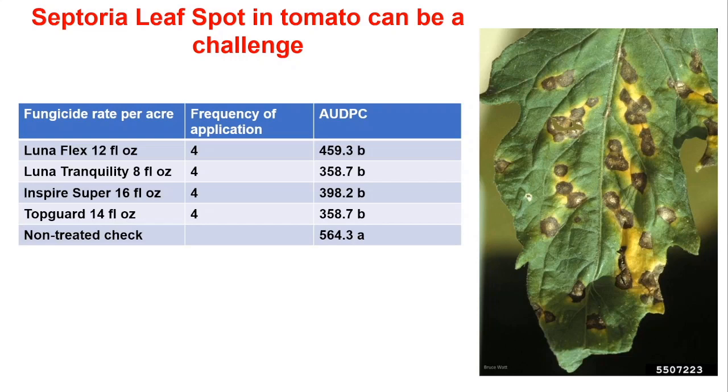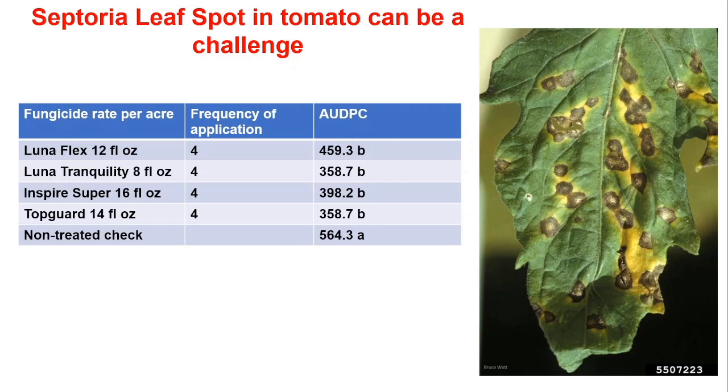Okay, switching gears, going to Septoria leaf spot. Septoria leaf spot is another endemic disease. We see it every year. Sometimes it's much worse in fields where fungicide programs had not been initiated on time. So in this Septoria leaf spot, you can see these nice lesions on the leaf, on tomato. I looked at some of the products like Luna Flex, Luna Tranquility, Inspire Super, and TopGuard. I just wanted to see the individual efficacy of these premixed fungicides.